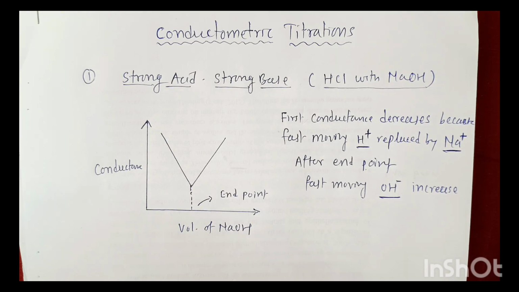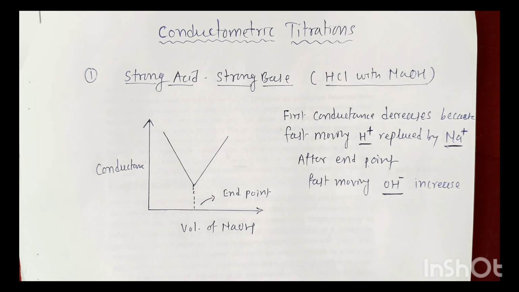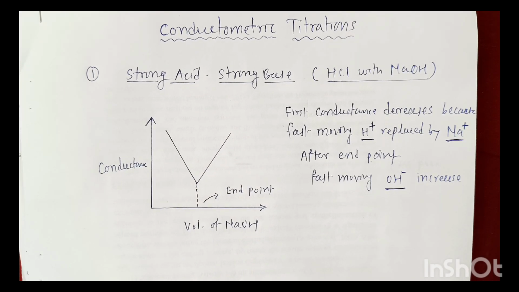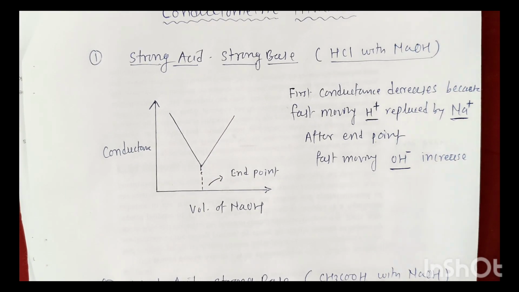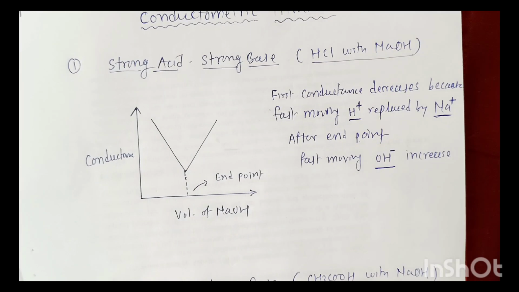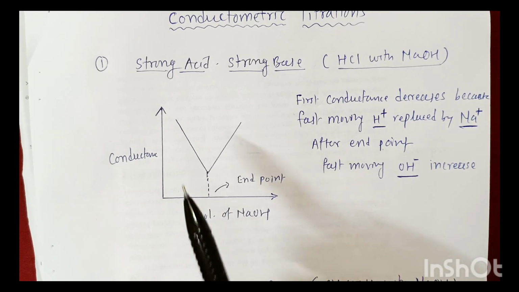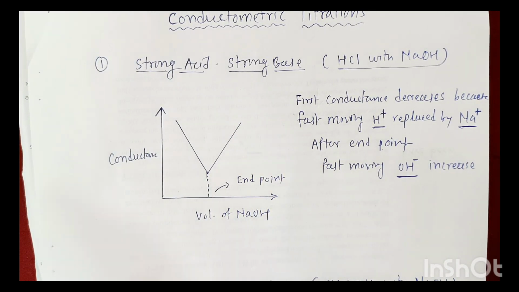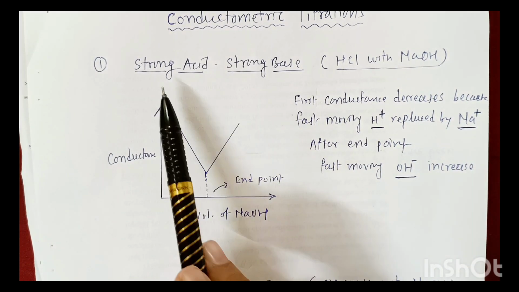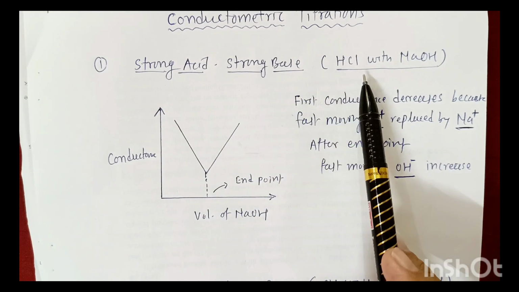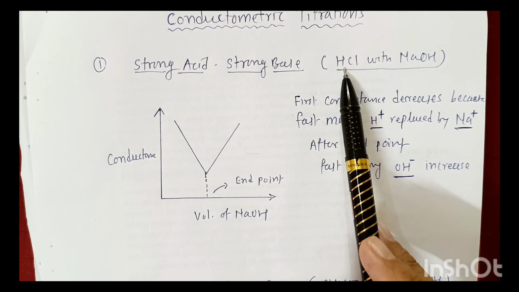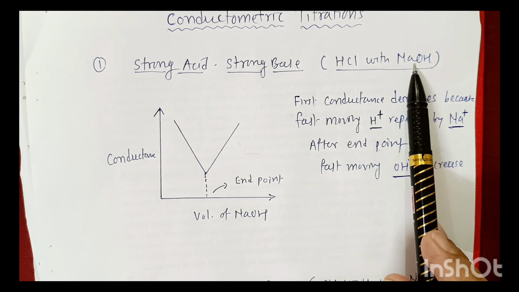Dear students, today we are going to discuss conductometric titrations. These are the titrations in which conductance is measured with the increasing volume of alkali added. Now, a graph is plotted in conductometric titrations. So consider first titration as strong acid, strong base titration, that is titration between HCl and NaOH.